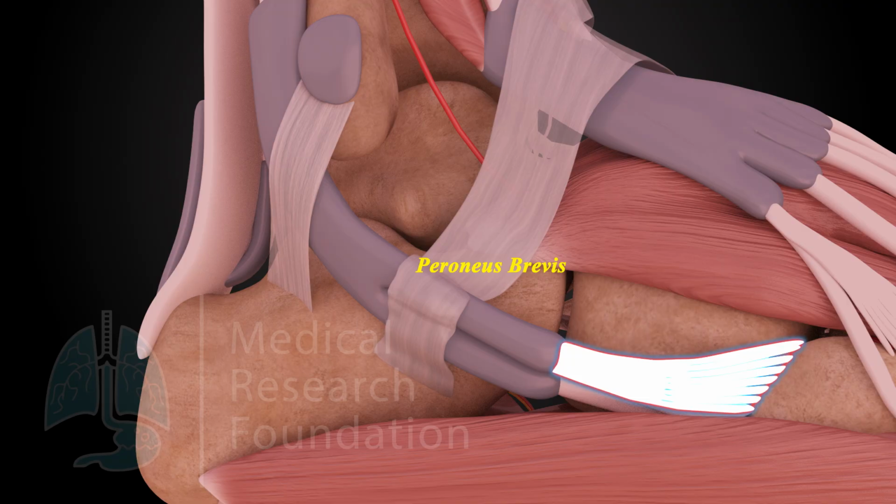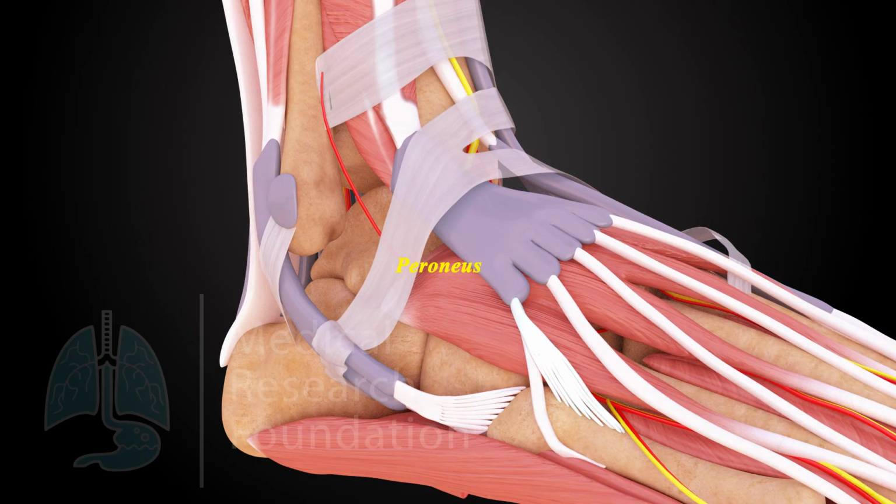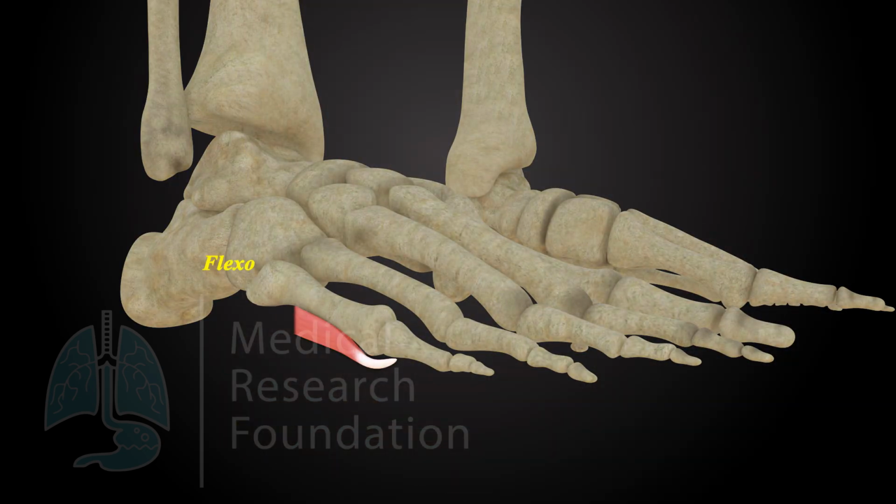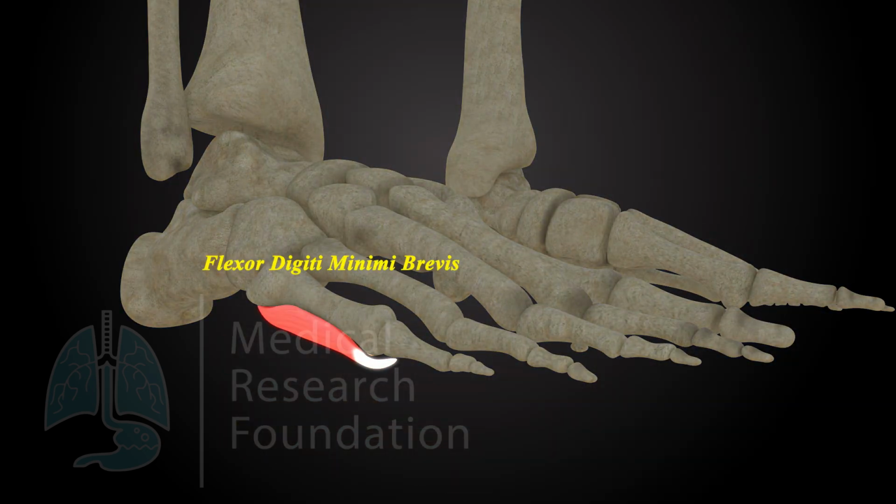Peroneus brevis is inserted on the styloid process of the base. Peroneus tertius is inserted on the dorsal aspect of the base. Flexor digiti minimi brevis originates from the plantar aspect of the base.